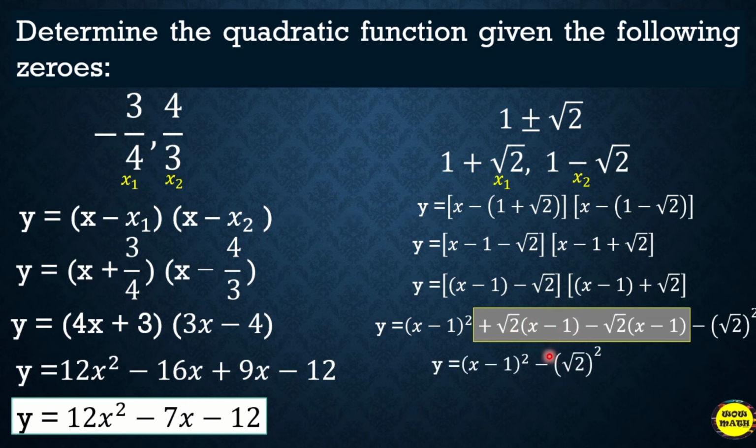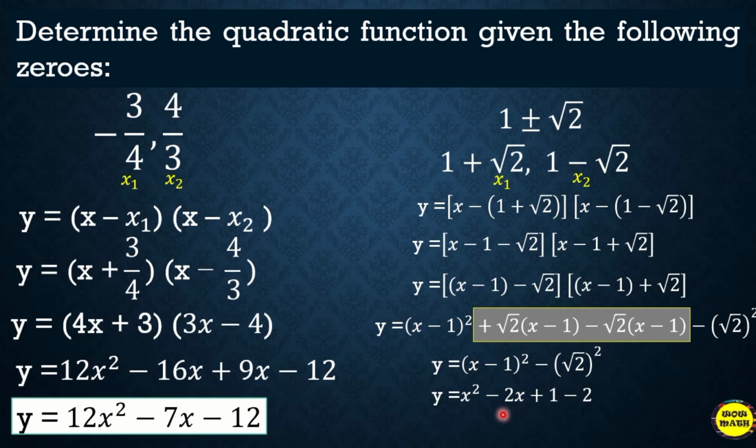So, ang matitira na lang is y is equal to x minus 1 squared minus the quantity of square root of 2 squared. And you can apply FOIL method here. X minus 1 squared is equal to x squared minus 2x plus 1, and square root of 2 squared, that is equal to 2. Okay, paano nangyari to? Yung square root of 2, we can express as 2 raised to 1 half. And then, may exponent pa tayo na 2. 1 half times 2, that is 1. So, that is 2 raised to 1, kaya naging 2.